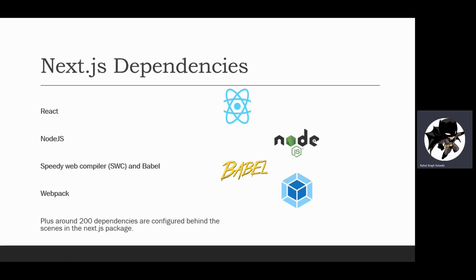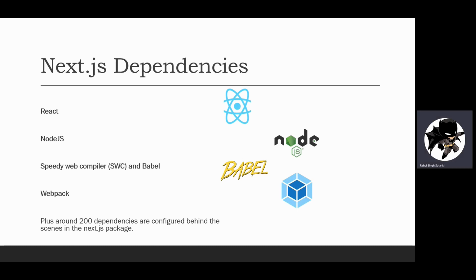What are the dependencies for Next.js? The first one is React, because it is built on top of React. React is required for developing components for pages in a web application. The second one is Node.js. Node.js is required for server-side rendering, web APIs, and dev tools.